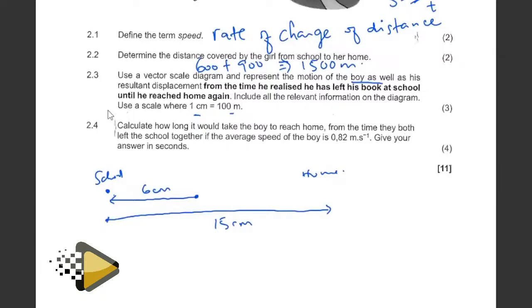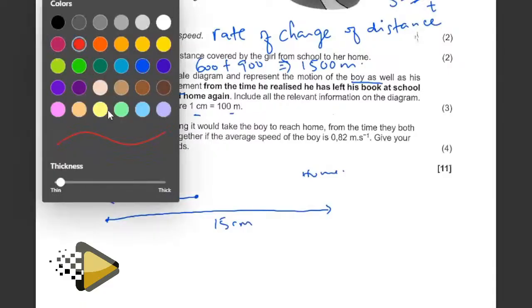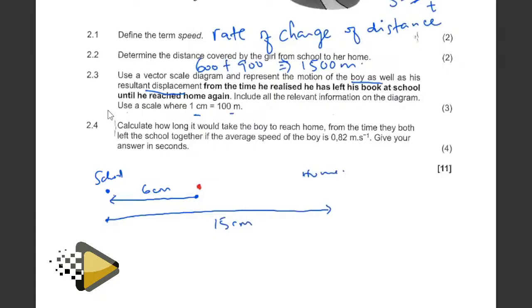They're asking for the resultant displacement also. So the resultant is the point, let's say, from where the boy started the movement up to where he ended. So this is our resultant. I'll just indicate it like that. So this is 15 minus 6, which is 9 centimeters or 900 meters. I can even represent it in meters. Okay, so this is our resultant. This resultant must be 9 centimeters, just the balance of that.